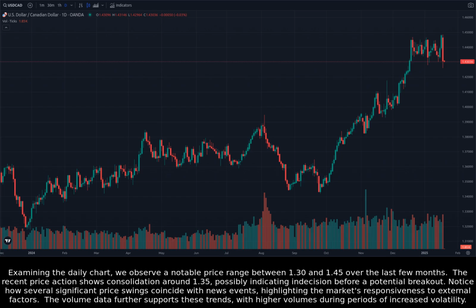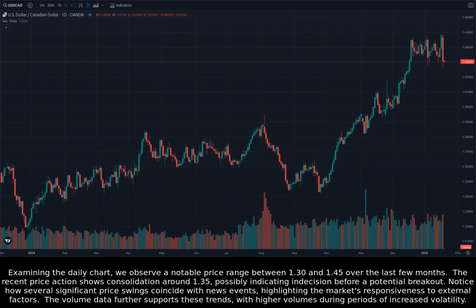Examining the daily chart, we observe a notable price range between 1.30 and 1.45 over the last few months. The recent price action shows consolidation around 1.35, possibly indicating indecision before a potential breakout.